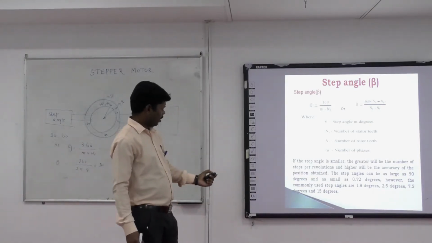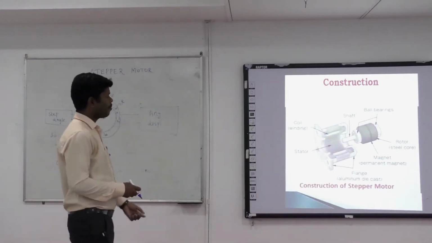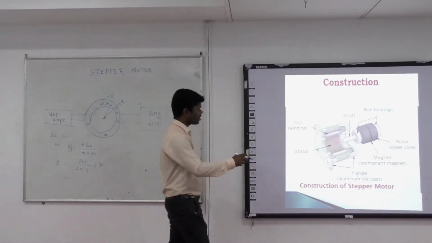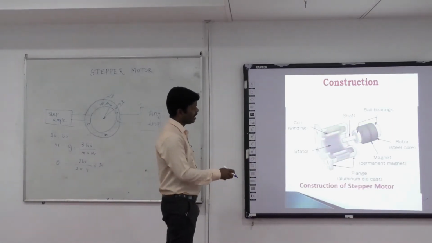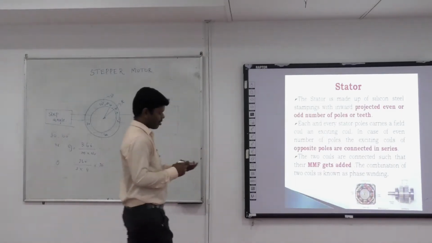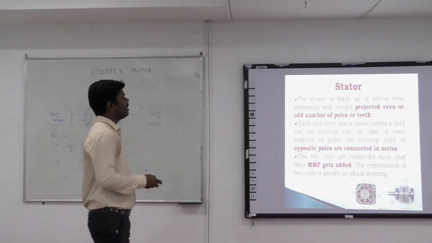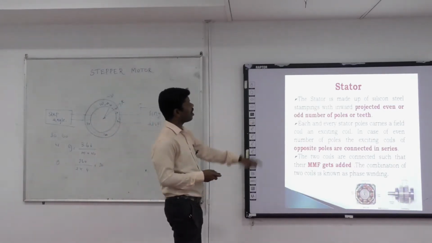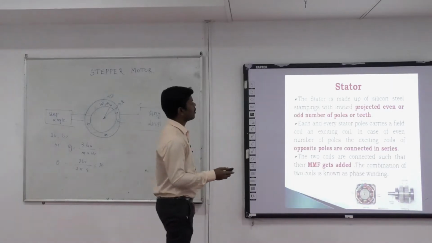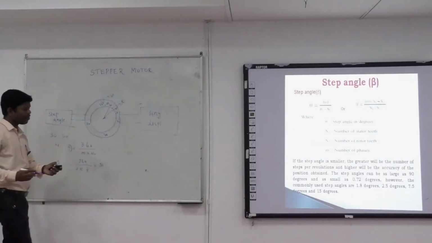And then next, construction of stepper motor. This is the basic construction of stepper motor. First, this is called the rotor. This is called the stator. Here only we put the coil windings. The first part is called a stator. Stator is silicon steel stamping with projected even number of poles. Projected poles means the stator is projecting poles.